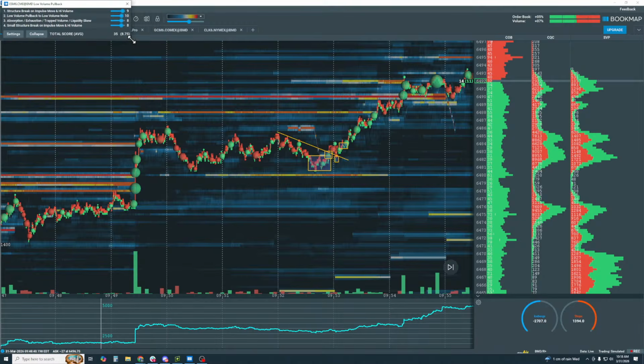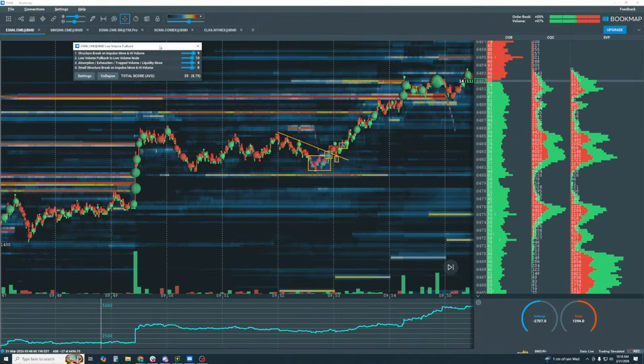Okay, now anyway, we'll cover this more in the webinar later today. Okay, but here's our break of the structure on the impulse move and high volume away from the structure, and then we have a pullback in here, and it is on low volume. Okay, and then we look for a low volume node, which it just kind of missed, but that's okay. We know that that might happen.